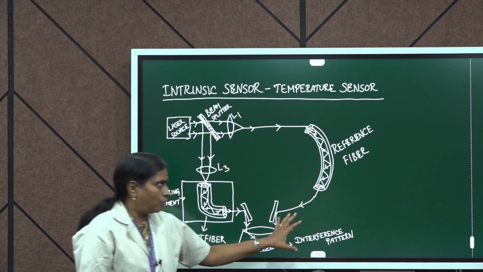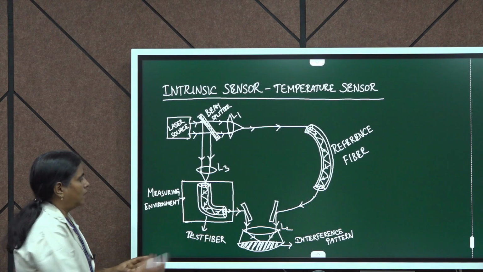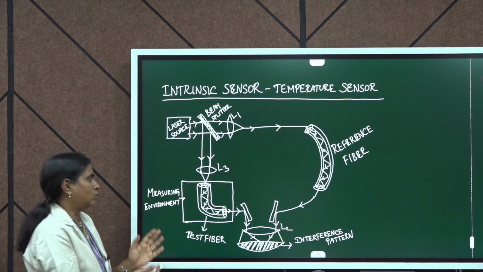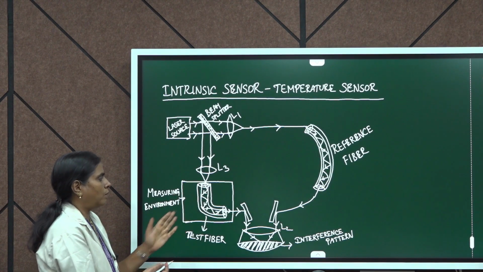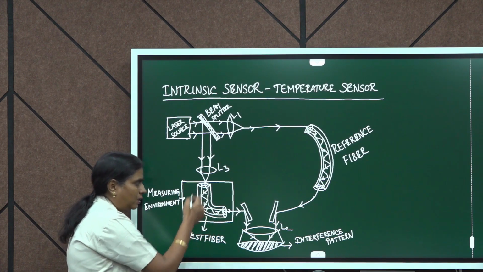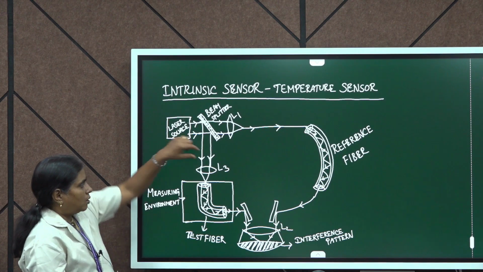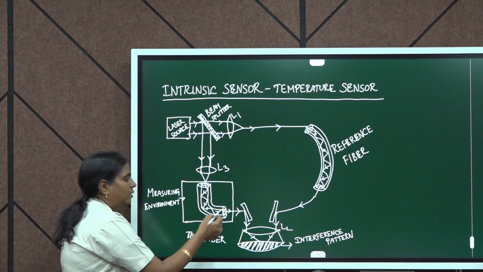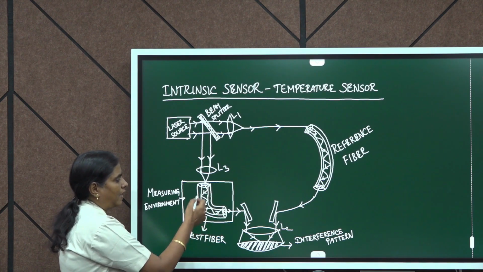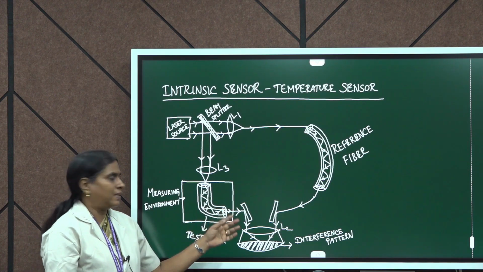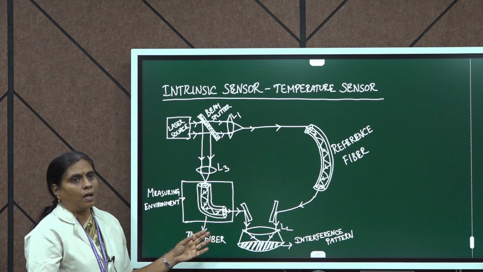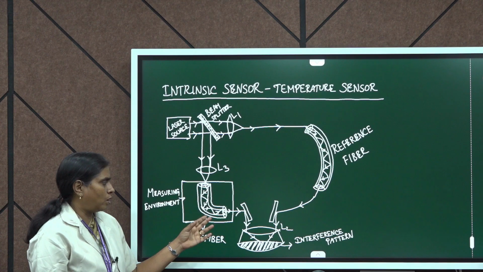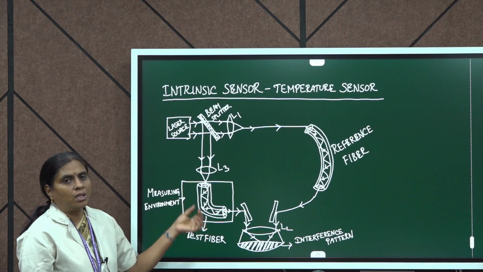It is just used for reference purposes, and this is the measuring environment, within which you have to measure how much temperature there is. The testing fiber is kept within that measuring environment. Half of the light is sent through this testing fiber, and it gets affected by the environment. There are some changes in the output light, whether in phase or polarization, any one of the parameters changes because of this measuring environment, because of this temperature, or we can measure pressure also.